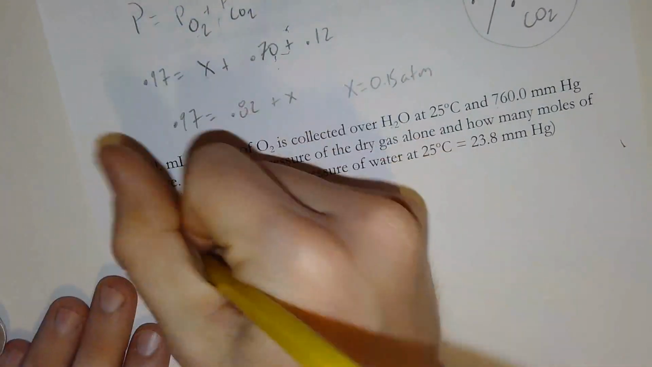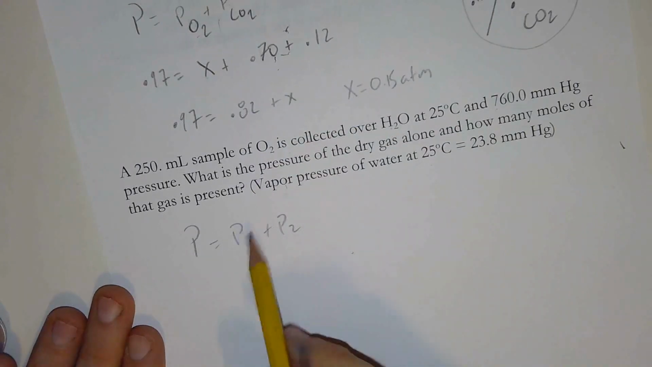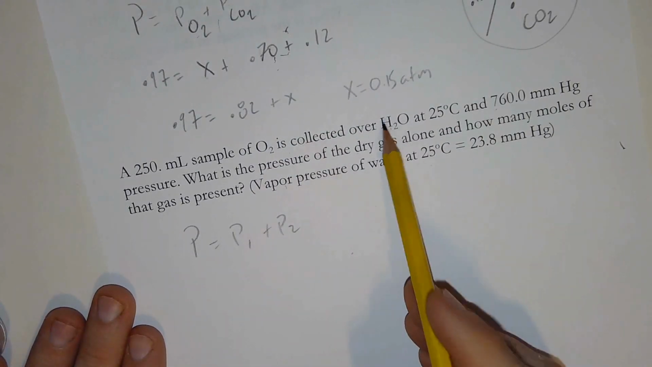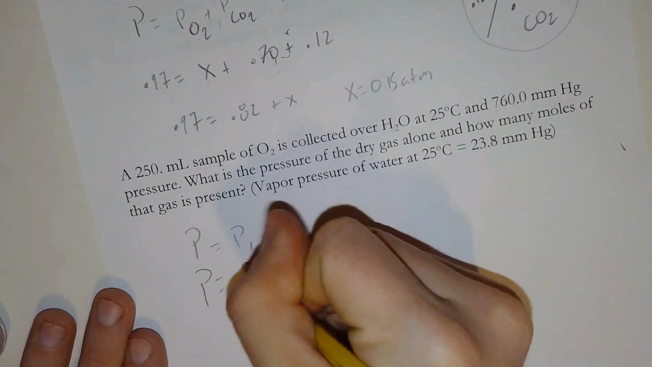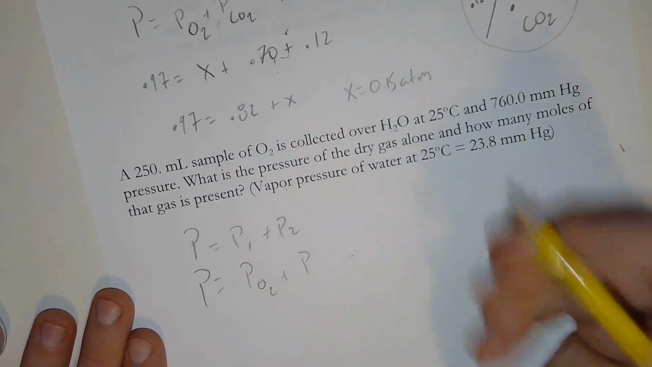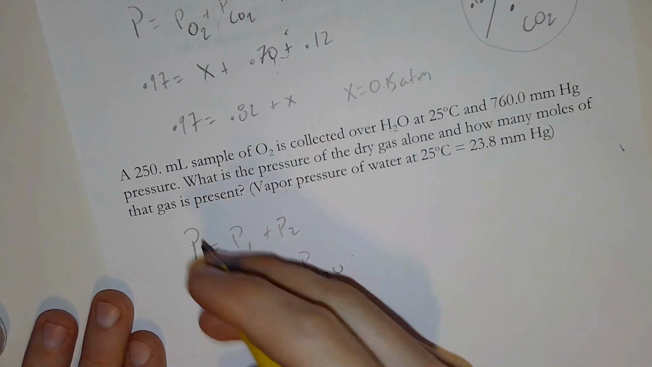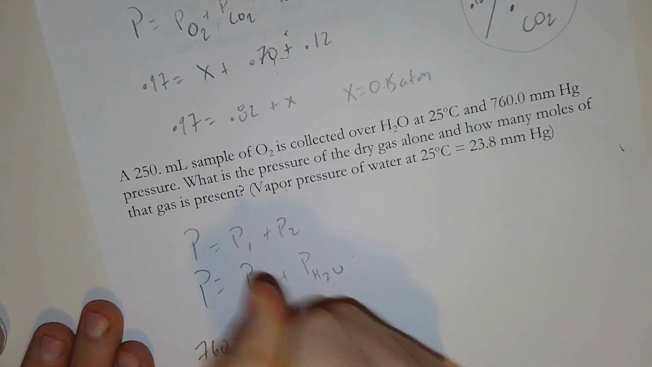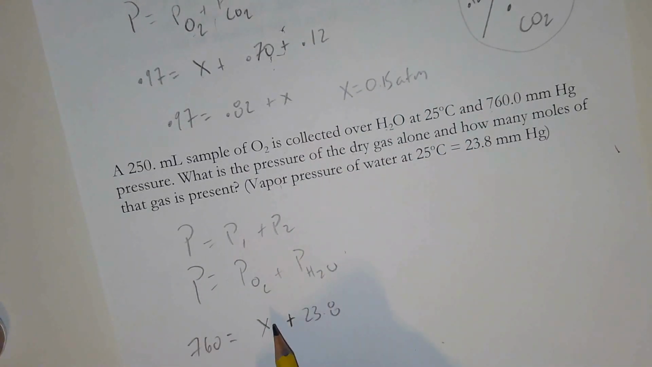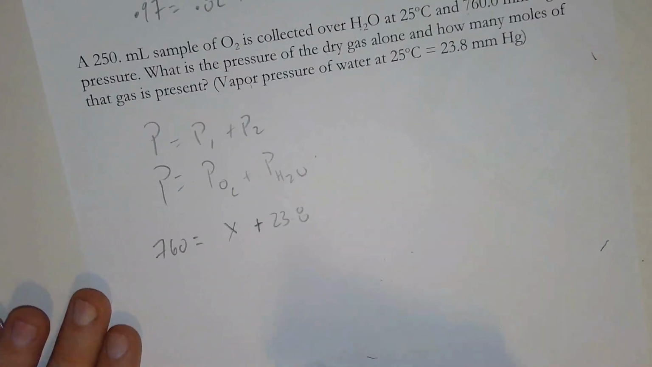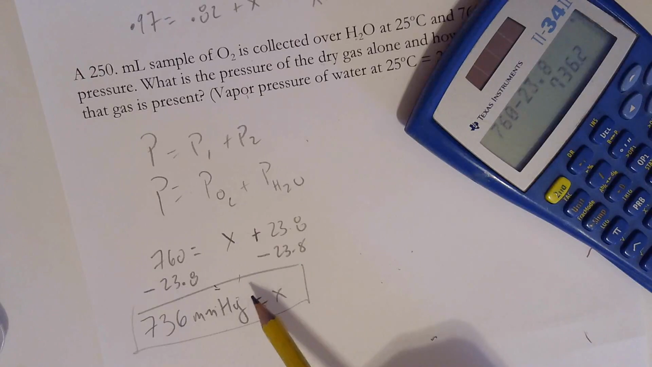So we can set up a simple Dalton's law. Pressure equals P1 plus P2, right? We're going to give a pressure for each gas. I've got two chemicals, two gases. So my pressure is the pressure of the oxygen and the pressure of the water. I know my total is 760. And I'm looking for the oxygen. So I can solve for that X pretty easily. Now, this gives me the partial pressure of the dry gas.